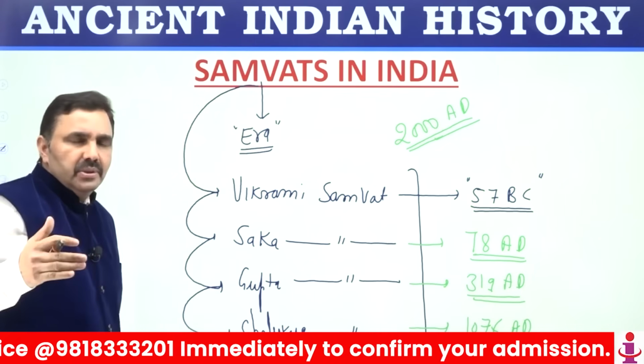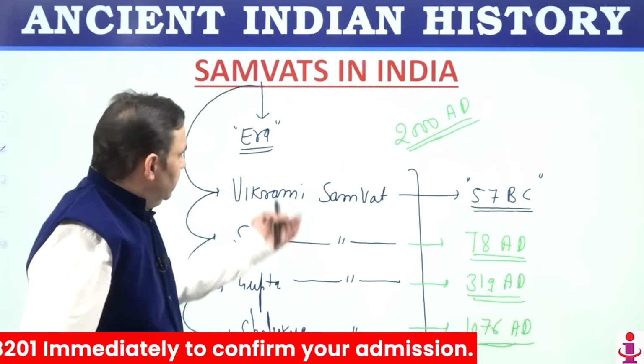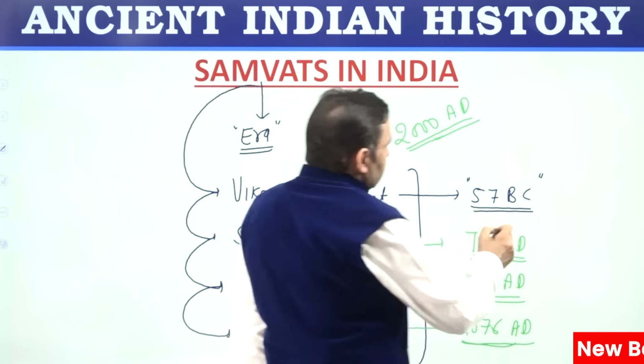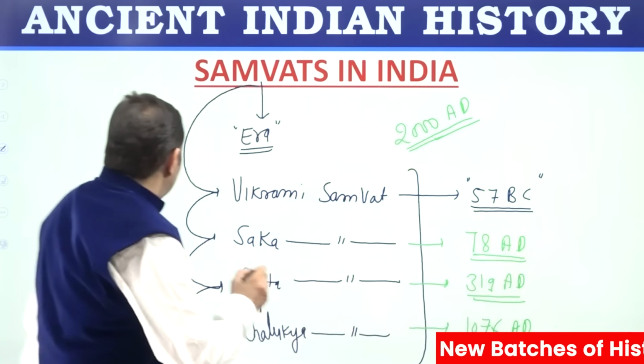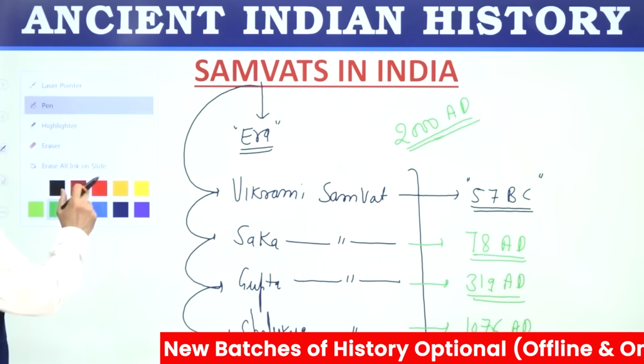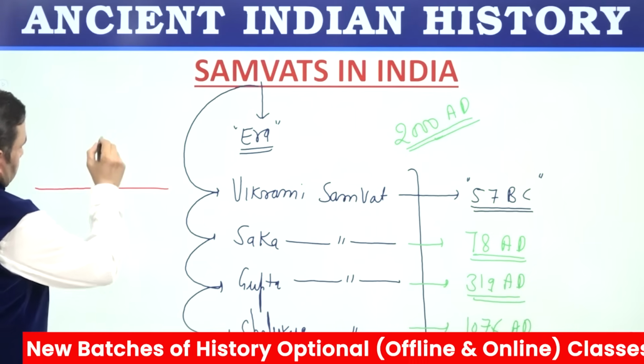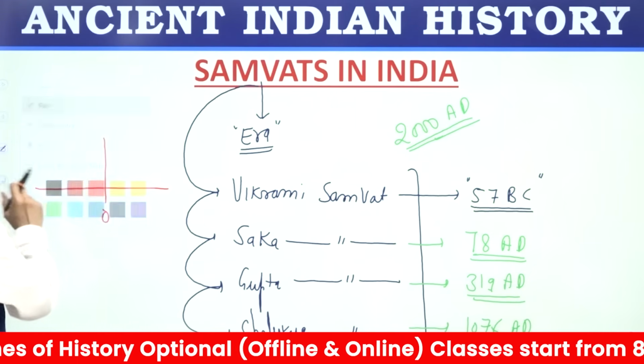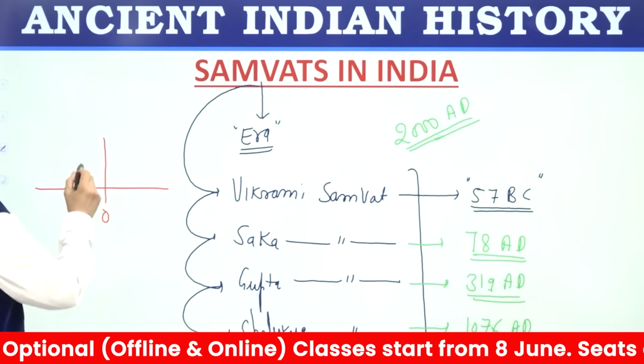So how many would be the year? What should be the year in Vikrami Samvat? If it is BC, it means this year was before the birth of Christ. If it is 0, so 57 BC would be somewhere here.